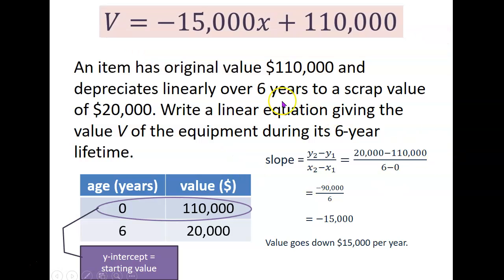V equals the slope, negative 15,000 times x, plus 110,000. So if you plug in 0 for x, you get 110,000. If you plug in 6 for x, you get 20,000. And if you plug in any number in between 0 and 6, the equation gives you the value of the item after that many years.